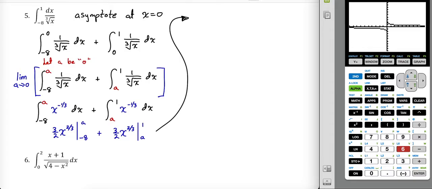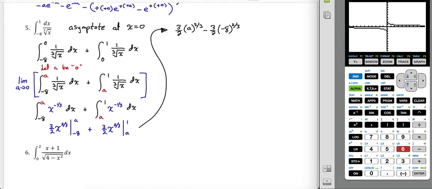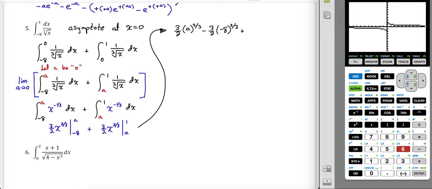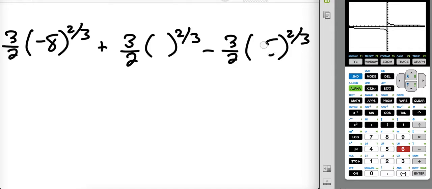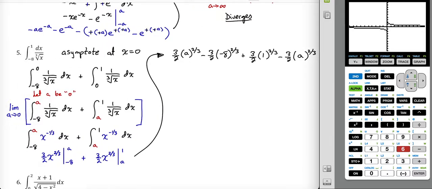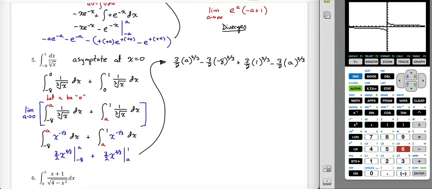So I'm going to pop in the a first. 3 over 2 a to the 2/3 minus 3 over 2 -8 to the 2/3. And then we're going to have the same stuff just with 1s and a's. So plus the same stuff, just with a 1 and an a. So we have 2 identical pieces here that can go away.